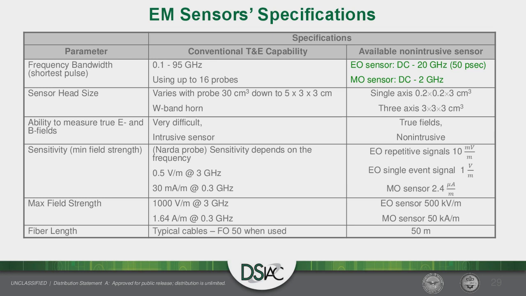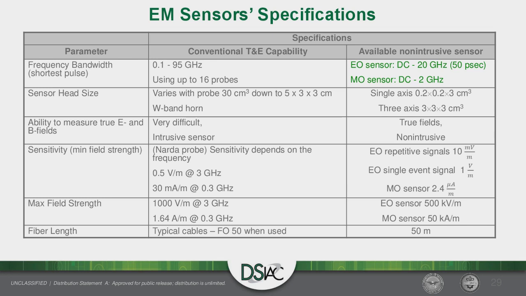The specification of our EO sensor is that it can go from DC to about 20 gigahertz. We could go even further, but we haven't tried yet. I think the highest frequency we tried was 22 gigahertz. And conventional sensors require about 16 probes. For our EO sensor, we need only one that can cover the entire frequency range.